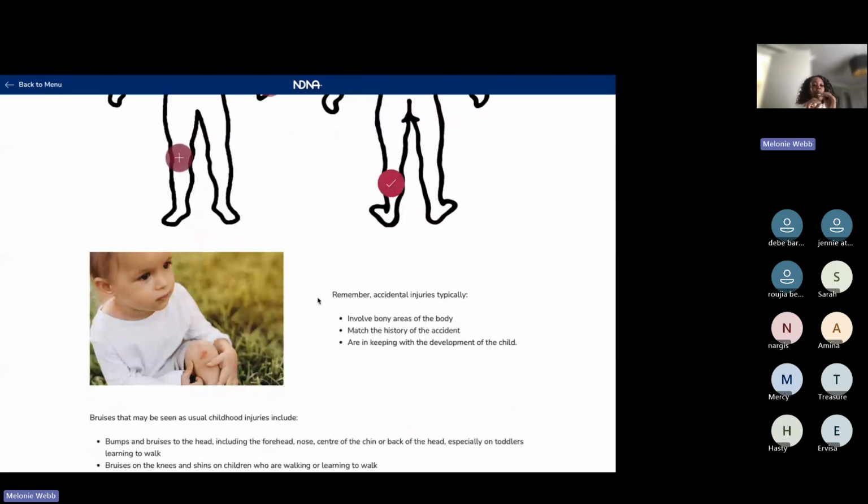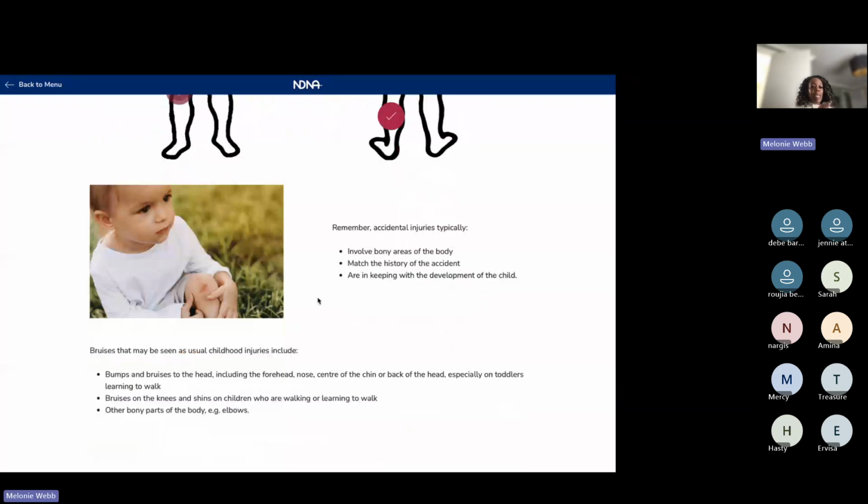So remember that accidental injuries typically involve bony parts of the body and also match the history of the accident. So a child, the parent says to you, oh, they were running in the park and tripped over on the concrete, but actually they've got bruise marks on their shoulders, then that doesn't fall in line with the history of the accident. Bruises that may be seen as usual childhood injuries include bumps and bruises to the head, forehead, nose, center of the chin, especially on toddlers that are learning to walk, but also bruises to the knees and shins, as we've said, and other bony parts of the body.